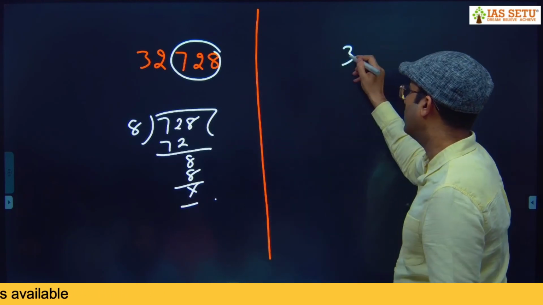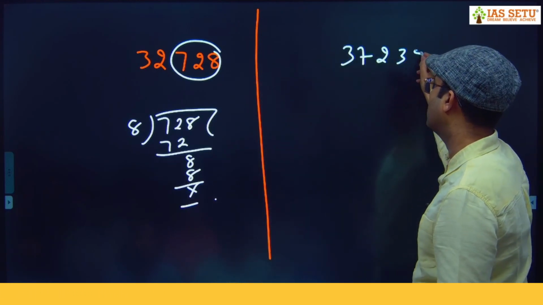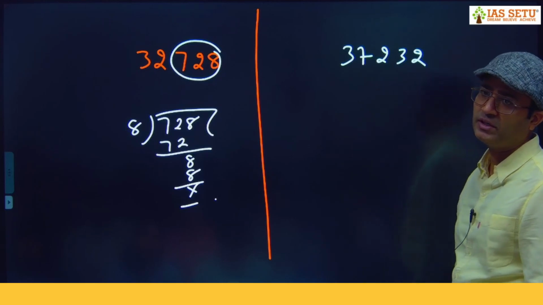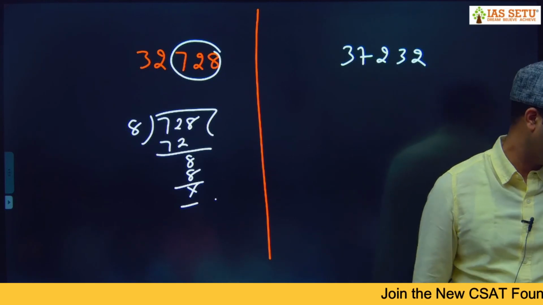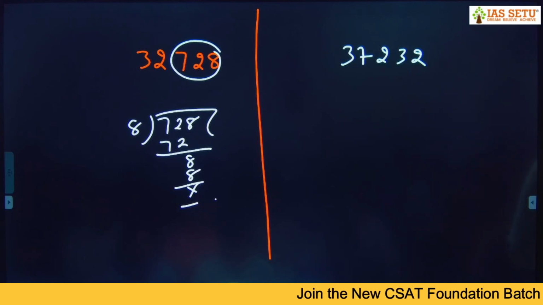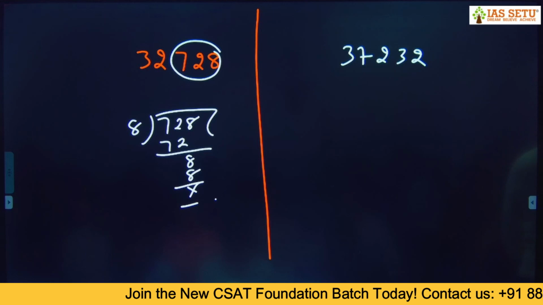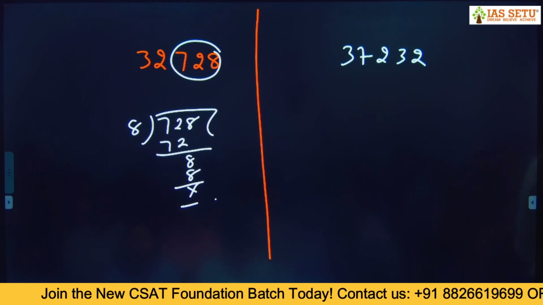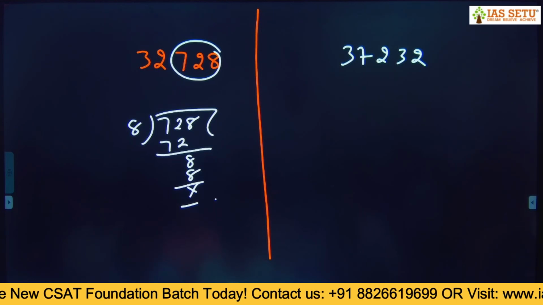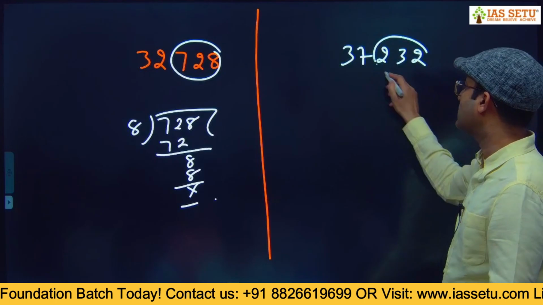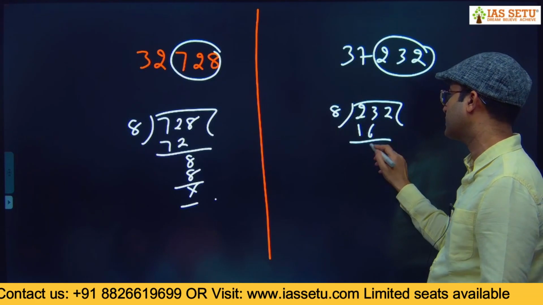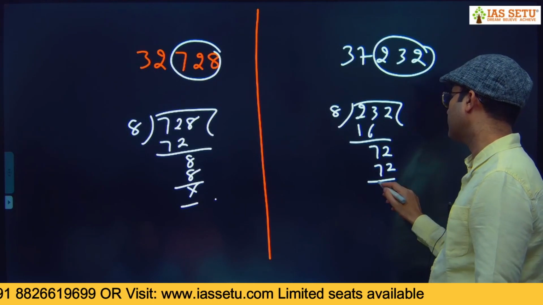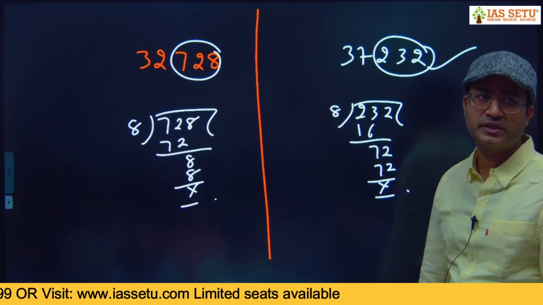Now, 37,232. Check, is this number divisible by 8, yes or no? Category 1 students, you can check. Here, the last 3 digits are 232, we divide by 8: 8 twos are 16, 8 nines are 72, yes. So this complete number is divisible by 8.